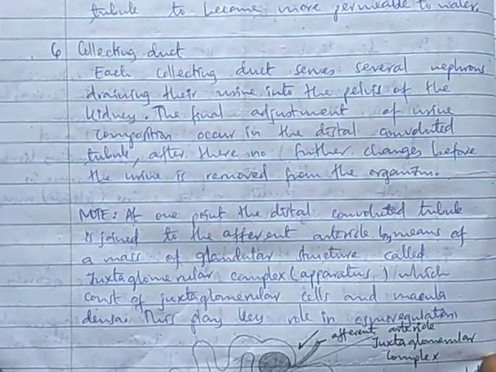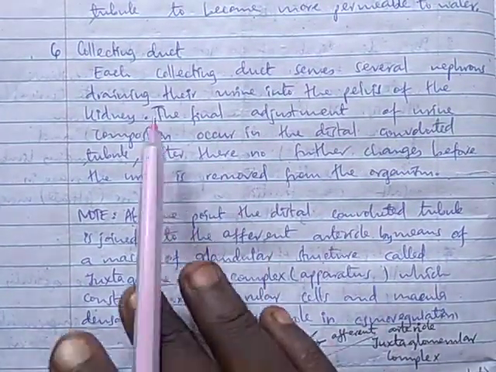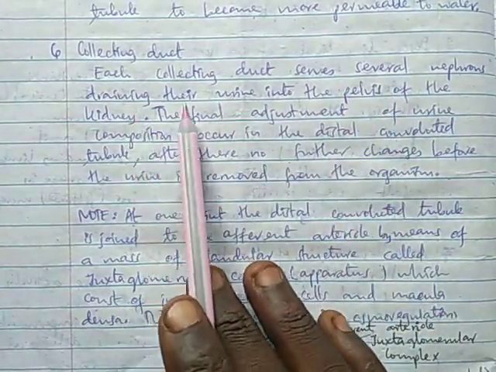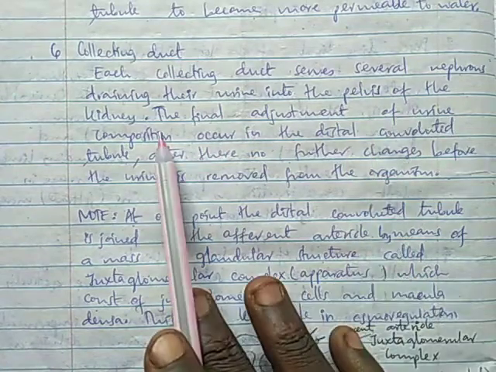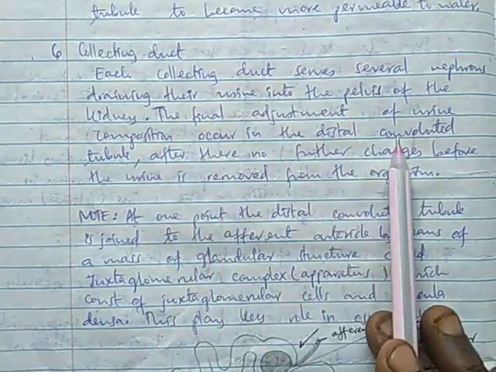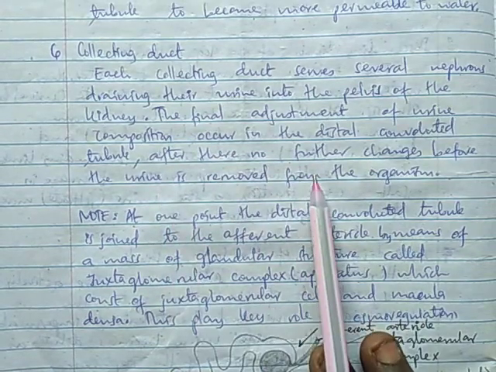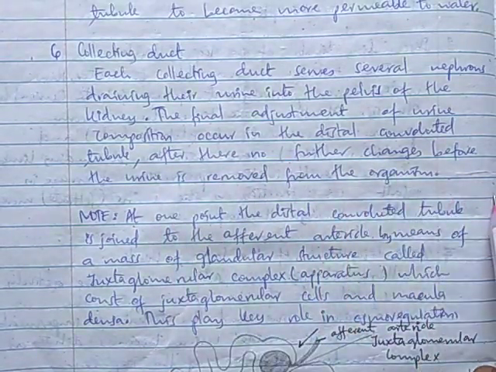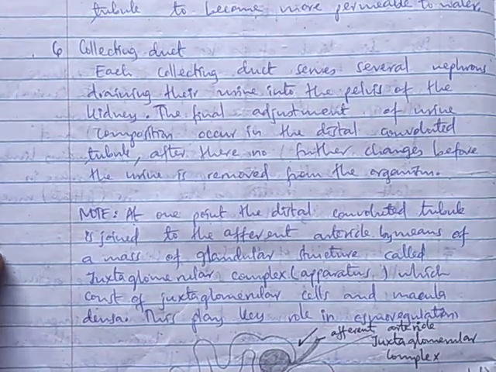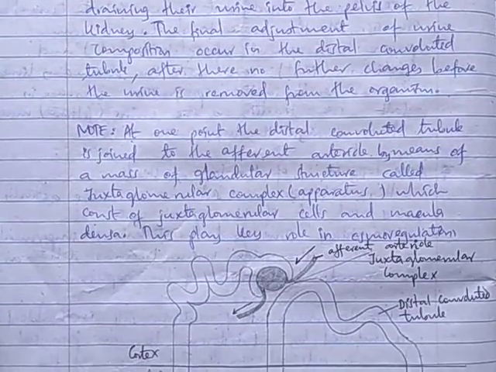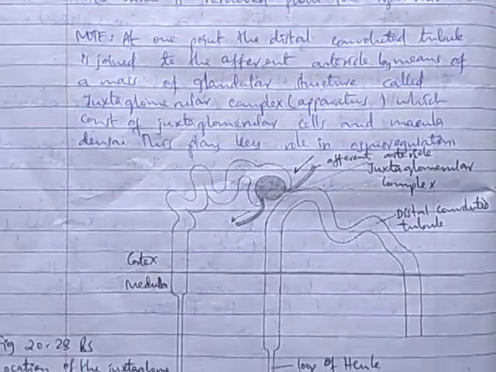And finally, we have the collecting duct. Each collecting duct serves several nephrons draining the urine into the pelvis of the kidney. So the final adjustment of urine composition occurs in the distal convoluted tube. After there, no further changes before the urine is removed from the organism. So collecting duct kazi yake ni kukusanya urine na kutoa nje.